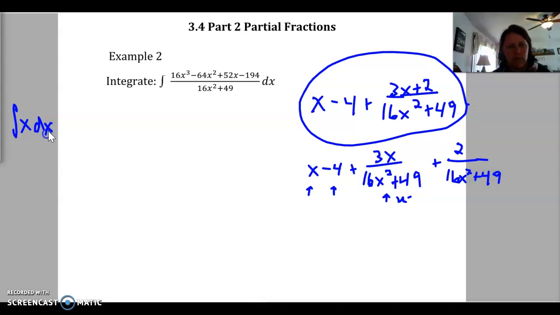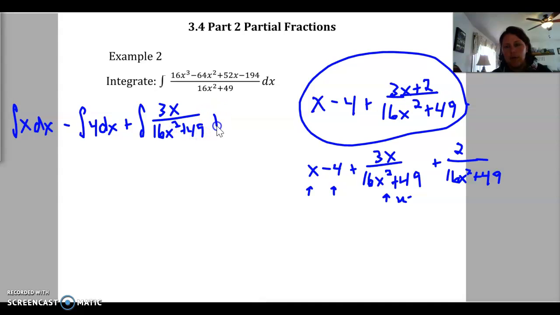Let's just go ahead and set each one of these as a separate integral. So the integral of x dx, minus the integral of 4 dx, plus the integral of 3x over 16x squared plus 49 dx, plus the integral of 2 over 16x squared plus 49 dx. Oh, I forgot a dx on this one.